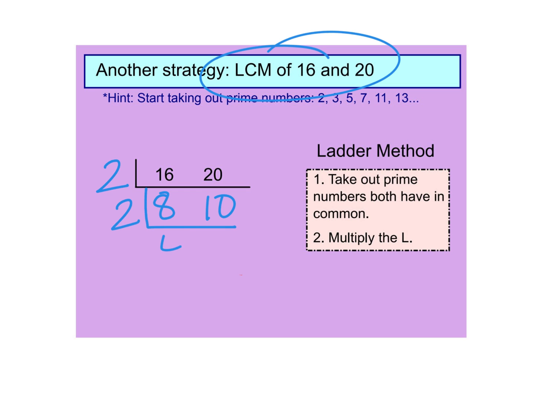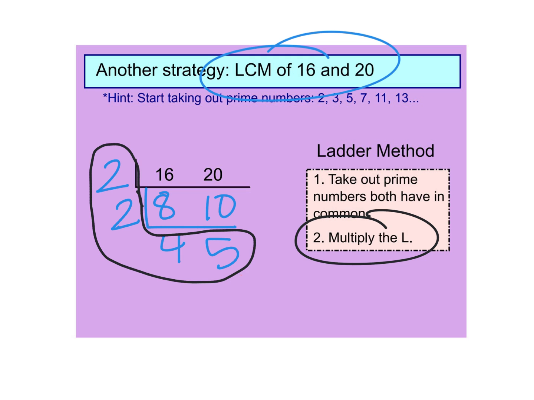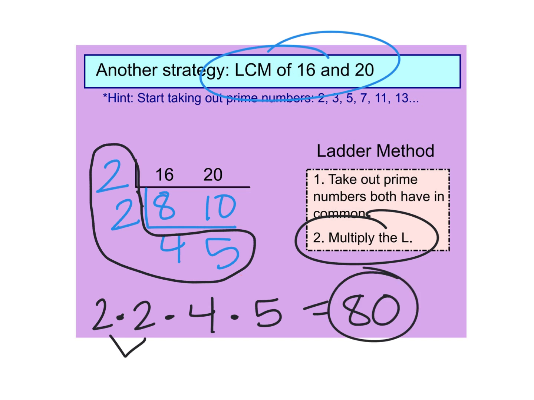So 8 divided by 2 is 4, 10 divided by 2 is 5. So now I have 4 and 5. There isn't a number that 4 and 5 can both be divided by, so I'm done. So then I circle all the numbers on the outside, and then we multiply. So we would do 2 times 2 times 4 times 5. 2 times 2 is 4, times 4 is 16, times 5, and we get 80, which is the same as what we got when we did the other two methods on the previous slides.